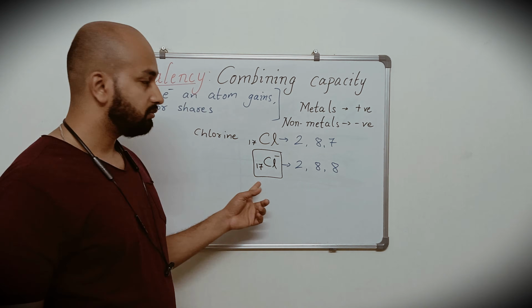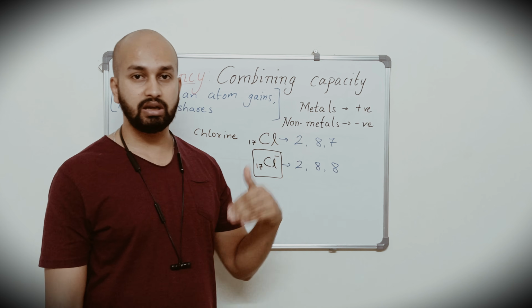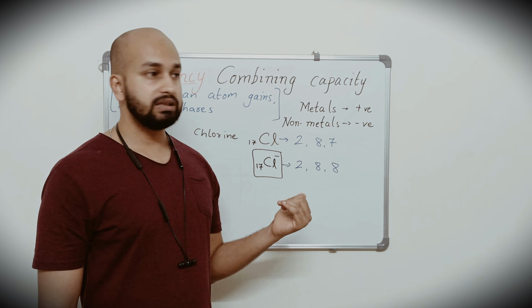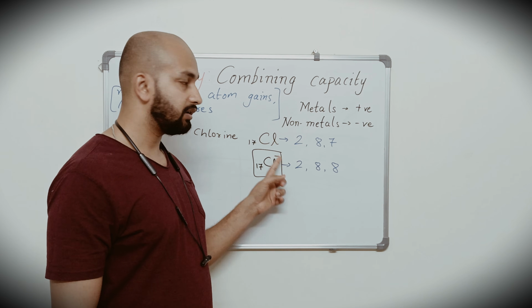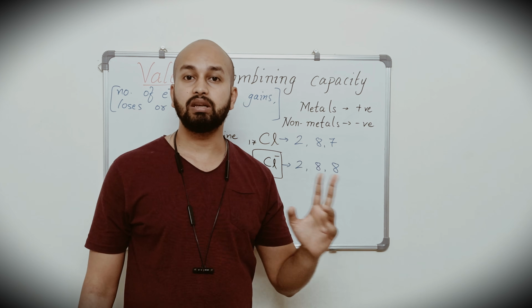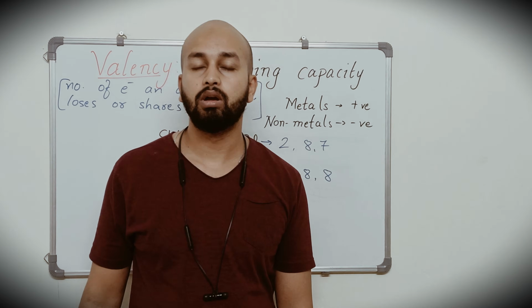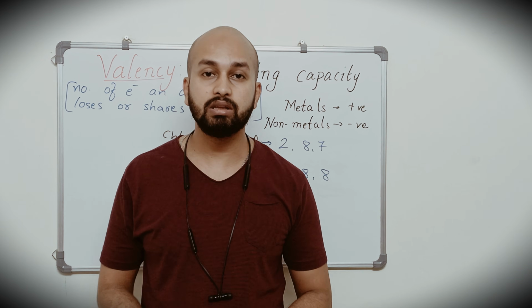Chlorine is a non-metal and it has a tendency to gain electrons. Whenever it gains electrons, it will attain a negative charge. Non-metals will have a negative valency. I hope it's clear. Okay, that's a wrap on valency.